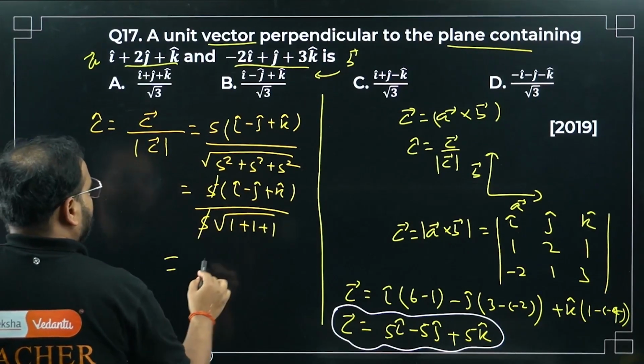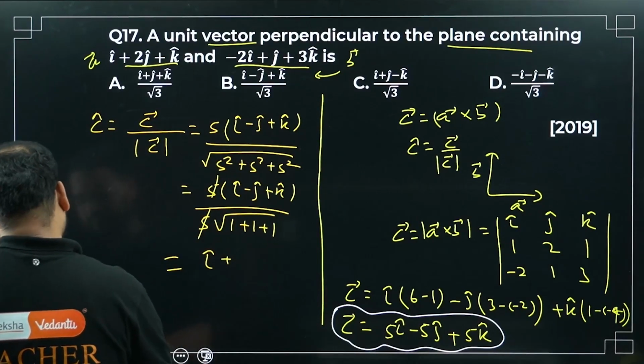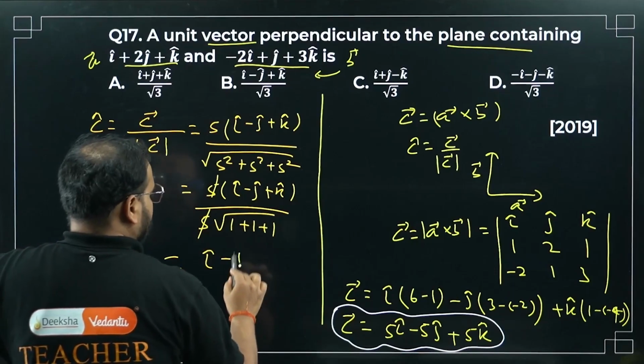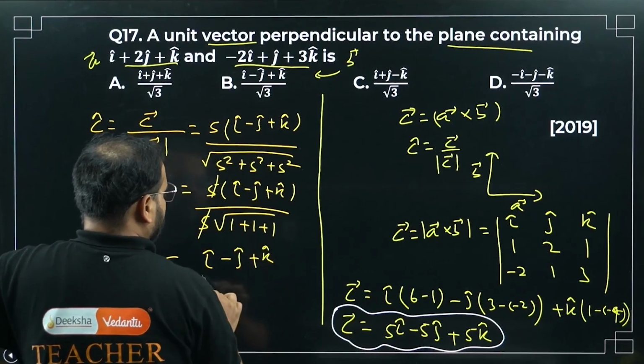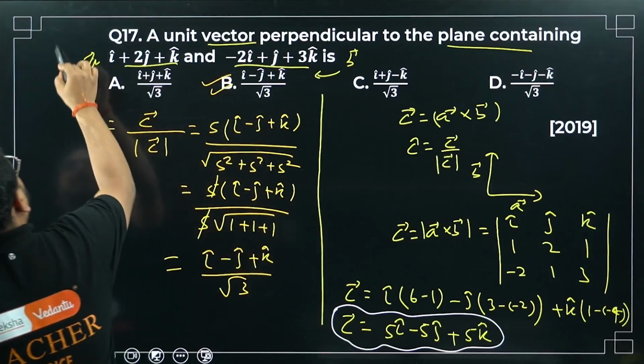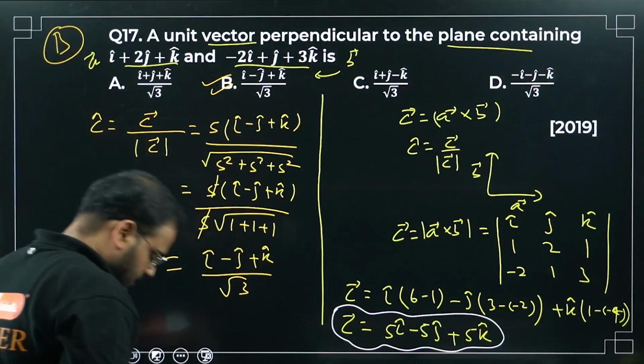5 cancelled out. I cap plus I cap minus J cap plus K cap upon root 3. Option number B. Option number B is the correct answer.